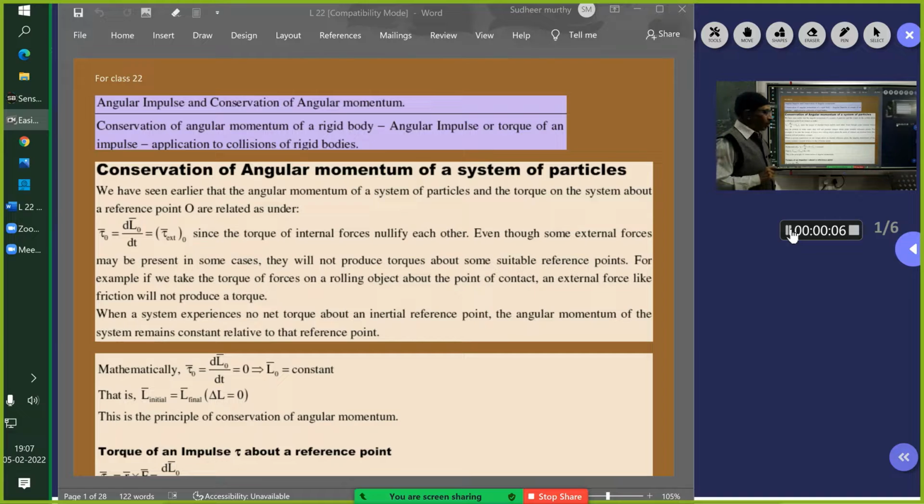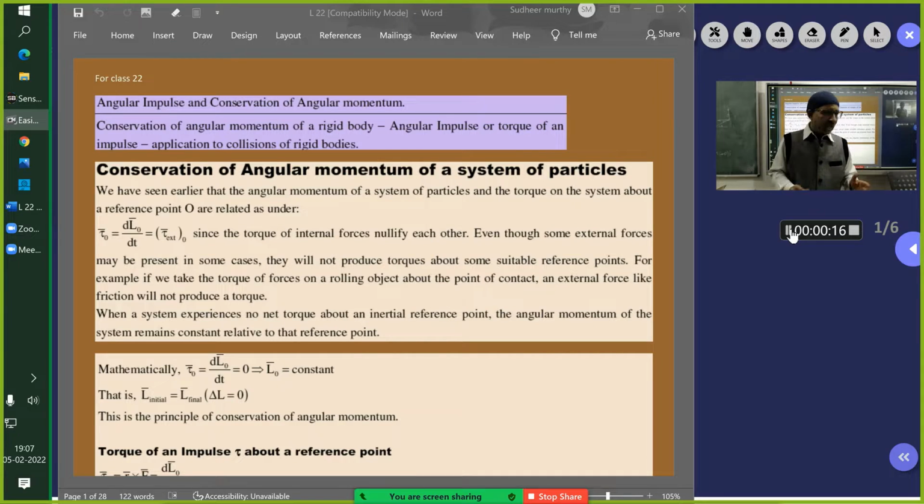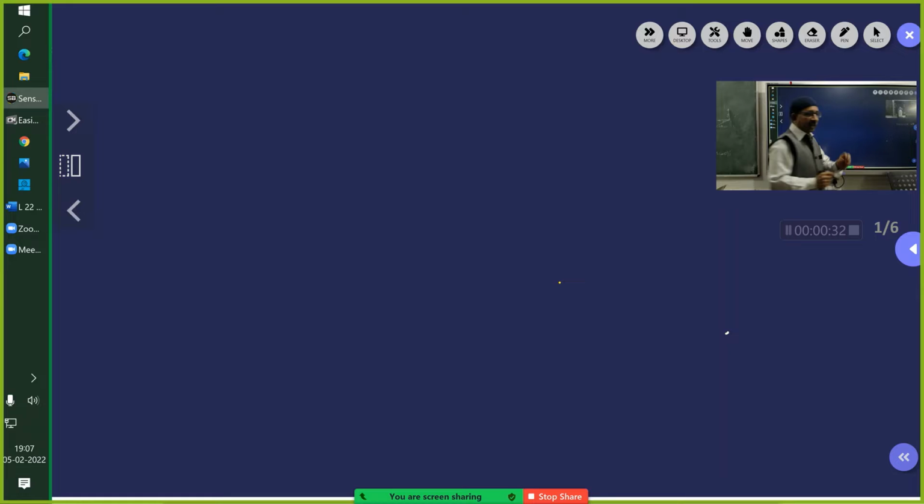So this will be the last topic, probably. Angular impulse and conservation of angular momentum. Now this is exactly similar to what we have dealt with the impulse of a force in the translatory motion and also conservation of linear momentum. So here we have to deal with the angular momentum, right? All of you should have this clarity here. Just don't treat this as a mathematical expression or something like that. Okay? Now try and understand.